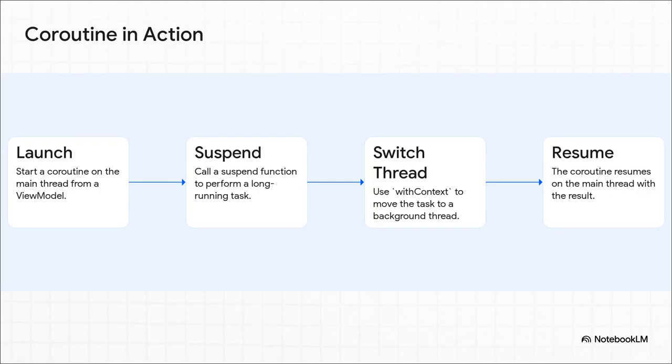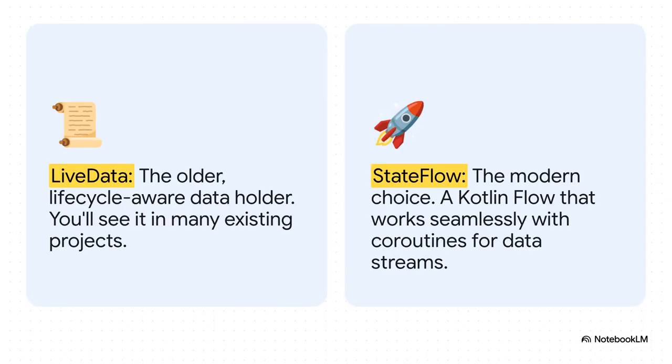So what does that actually look like? Well, in your view model, you'd launch a coroutine. From there, you call a special suspend function to do the heavy lifting, like a network request. Inside that function, you can use something called withContext to instantly switch over to a background thread. That keeps your main thread totally free so the UI never stutters. Then, once the data comes back, the coroutine automatically brings that result right back to the main thread for you, ready to be displayed on the screen. It's super elegant.